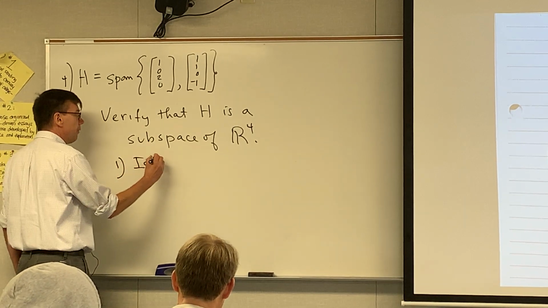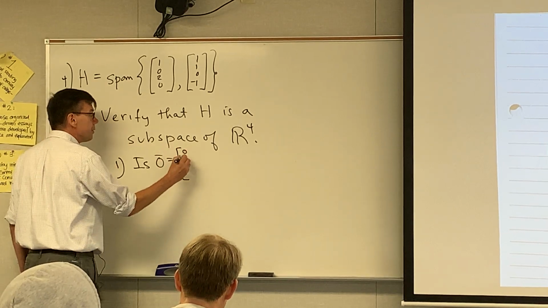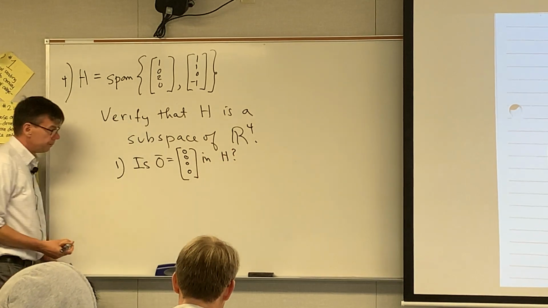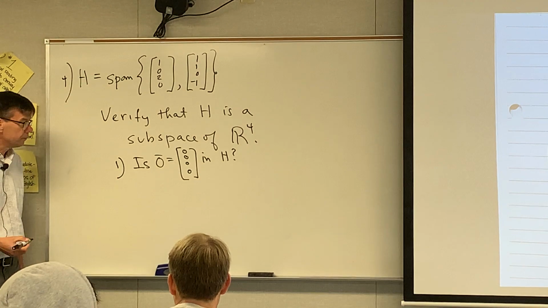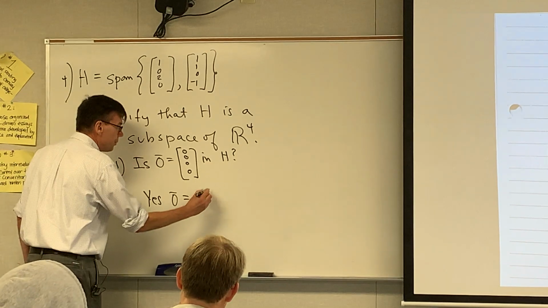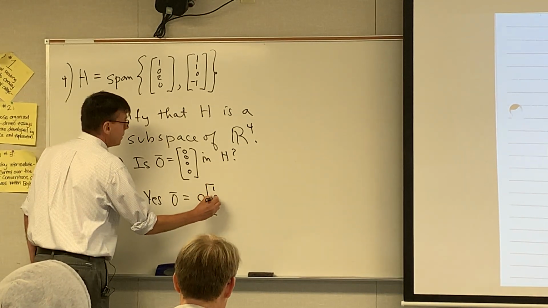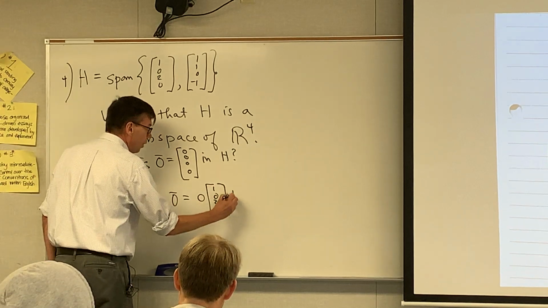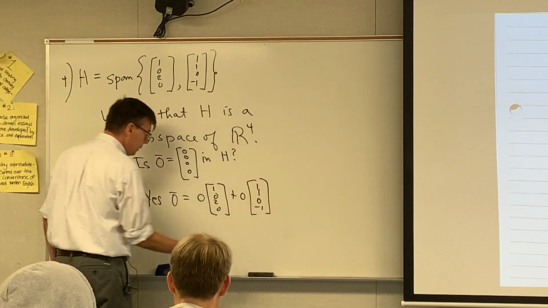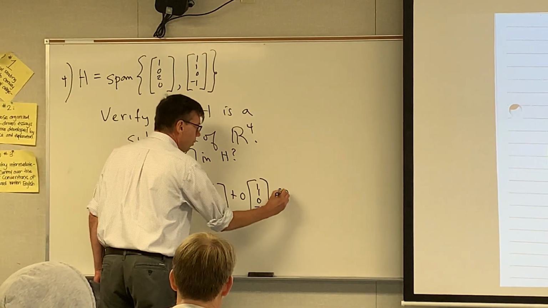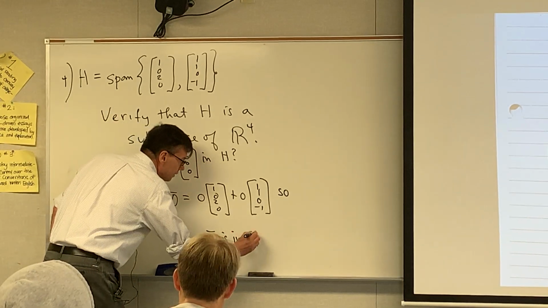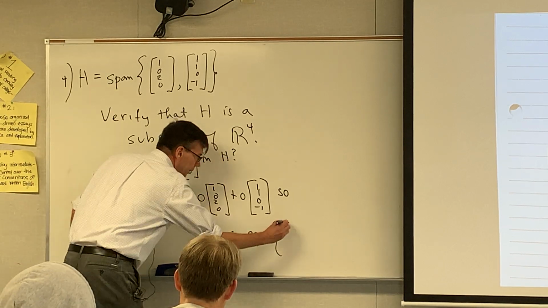So first question: is the 0 vector, meaning 0, 0, 0, 0, in H? The answer is yes, right? The 0 vector is equal to 0 times 1, 0, 2, 0 plus 0 times 1, 1, 0, -1. So 0 is in the span of those 2 vectors.